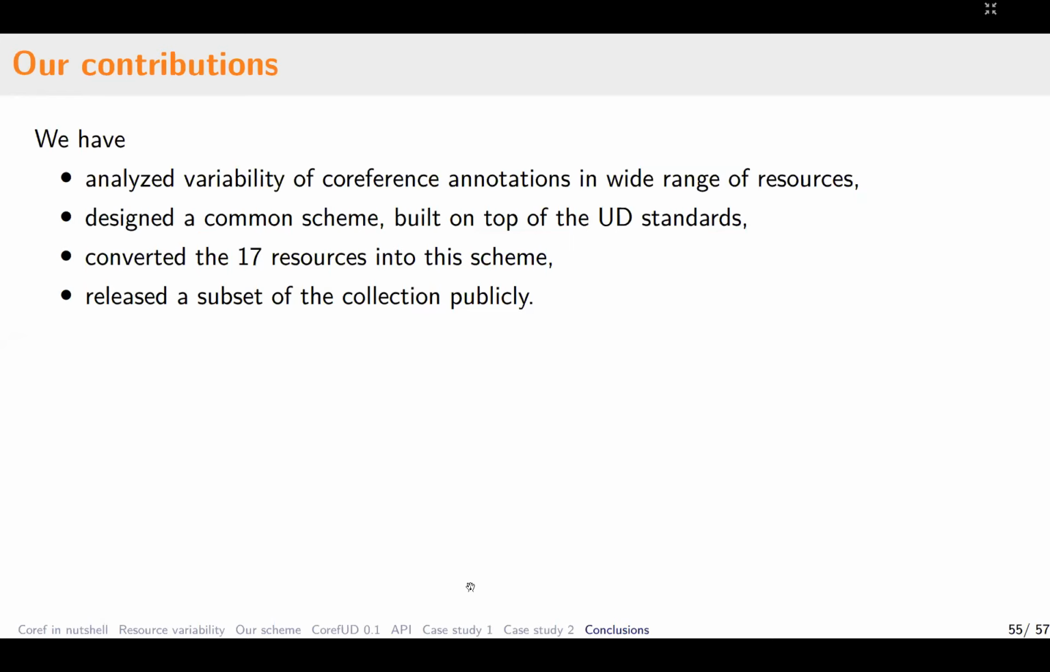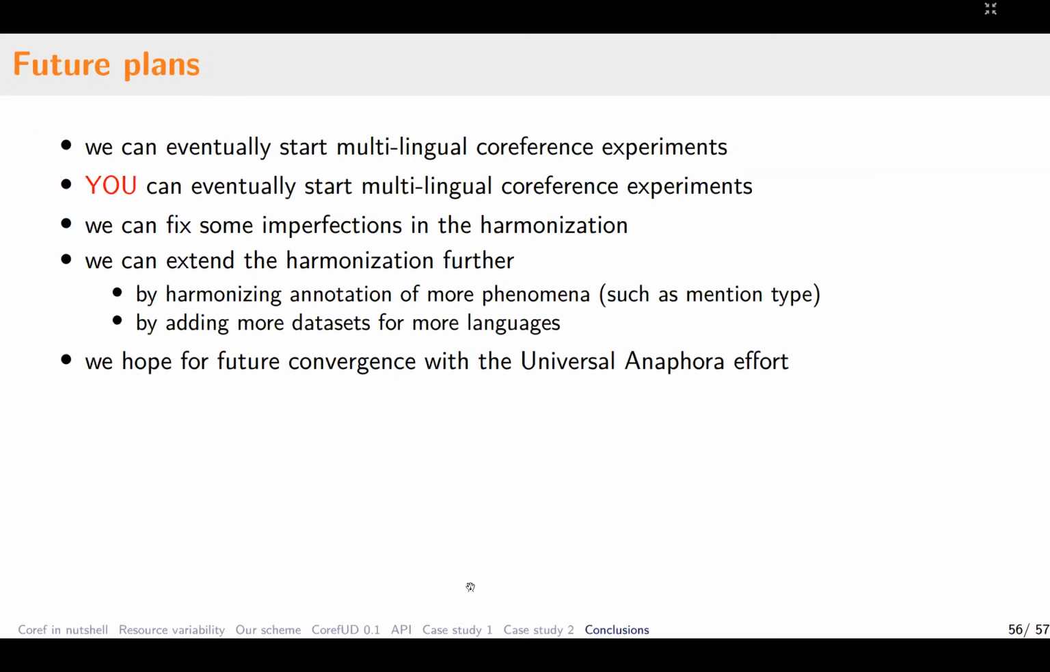So essentially, we've analyzed the variability of coreference annotations in a wide range of resources and designed a common scheme and converted 17 resources to this scheme, which represents 11 languages. And the releasable part of it has been released. So that means that it's now ready for experiments, even though we believe that it still can be improved, but already it's possible to run coreference experiments with that.